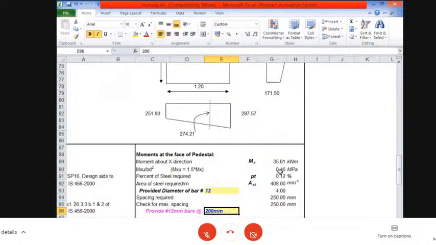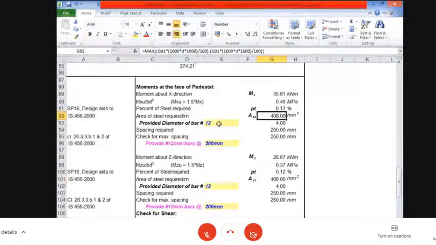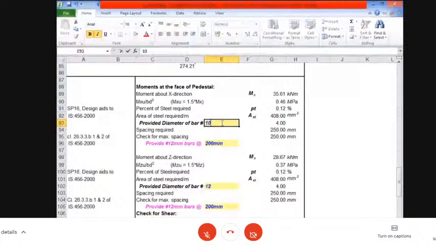0.87 Mu is equal to 0.87 fy Ast d into 1 minus Ast. Based on that also, you have to calculate that Ast. Anyway, whatever it may be, you have to do that first calculation also. So based on that area of steel, you have to provide a spacing also. Whether you want 12 mm or 10 mm. If I'm giving 10 mm, then spacing also will get reduced. Then you have to provide 10 mm at 167, you have to round it off to 150 mm.